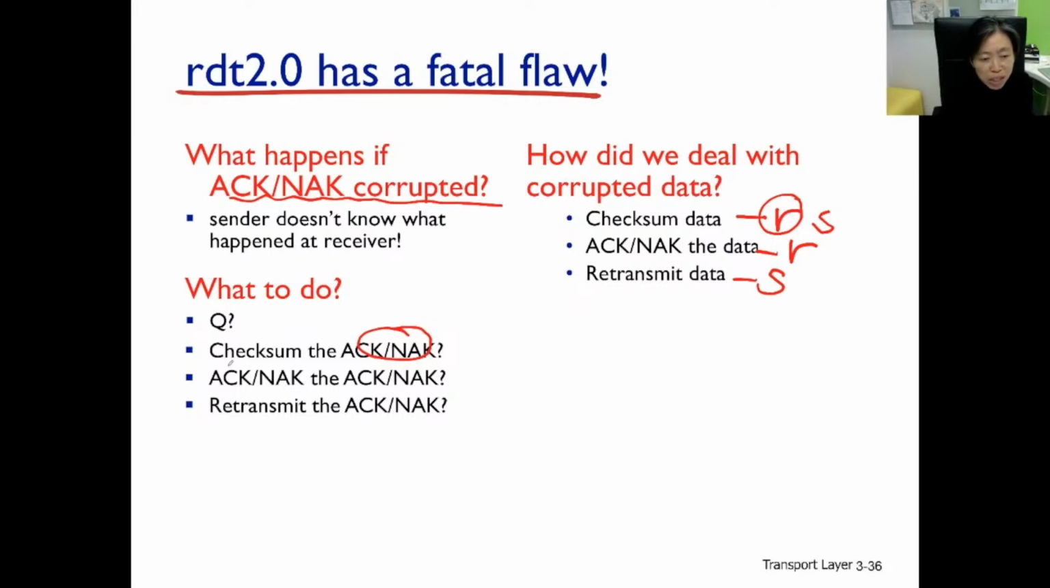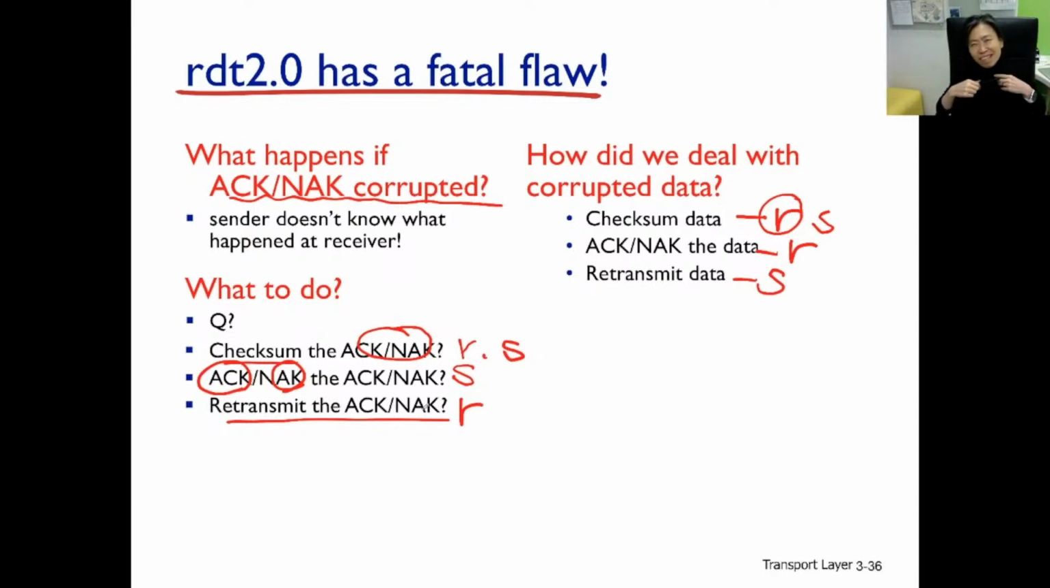So why don't we do checksum on the ACK, NAK? So the receiver there adds a checksum for the ACK, NAK. The sender there checks if the checksum matches. And the sender, upon seeing a mismatch, sends a NAK for the ACK or NAK. If it's a match, sends an ACK for the ACK or NAK. Therefore, the data receiver there can retransmit the ACK and NAK. Oh, makes sense.